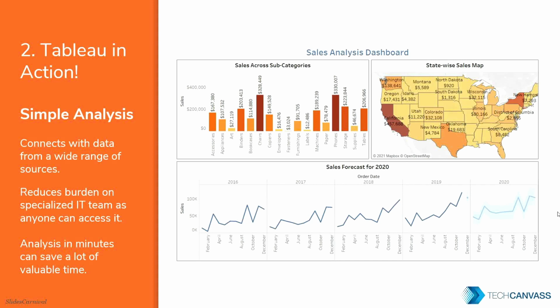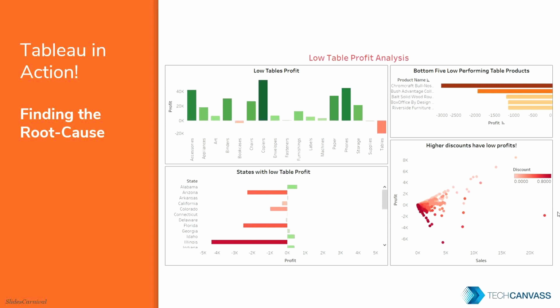So this dashboard here hardly took 10 minutes to be finalized. And this is how fast you can come up with insights using Tableau. Another example is finding the root cause. So in this table, in the first chart on the left, we can see low tables profit. Now we want to analyze why the profits are low for tables. So we find out the bottom 5 low performing table products.